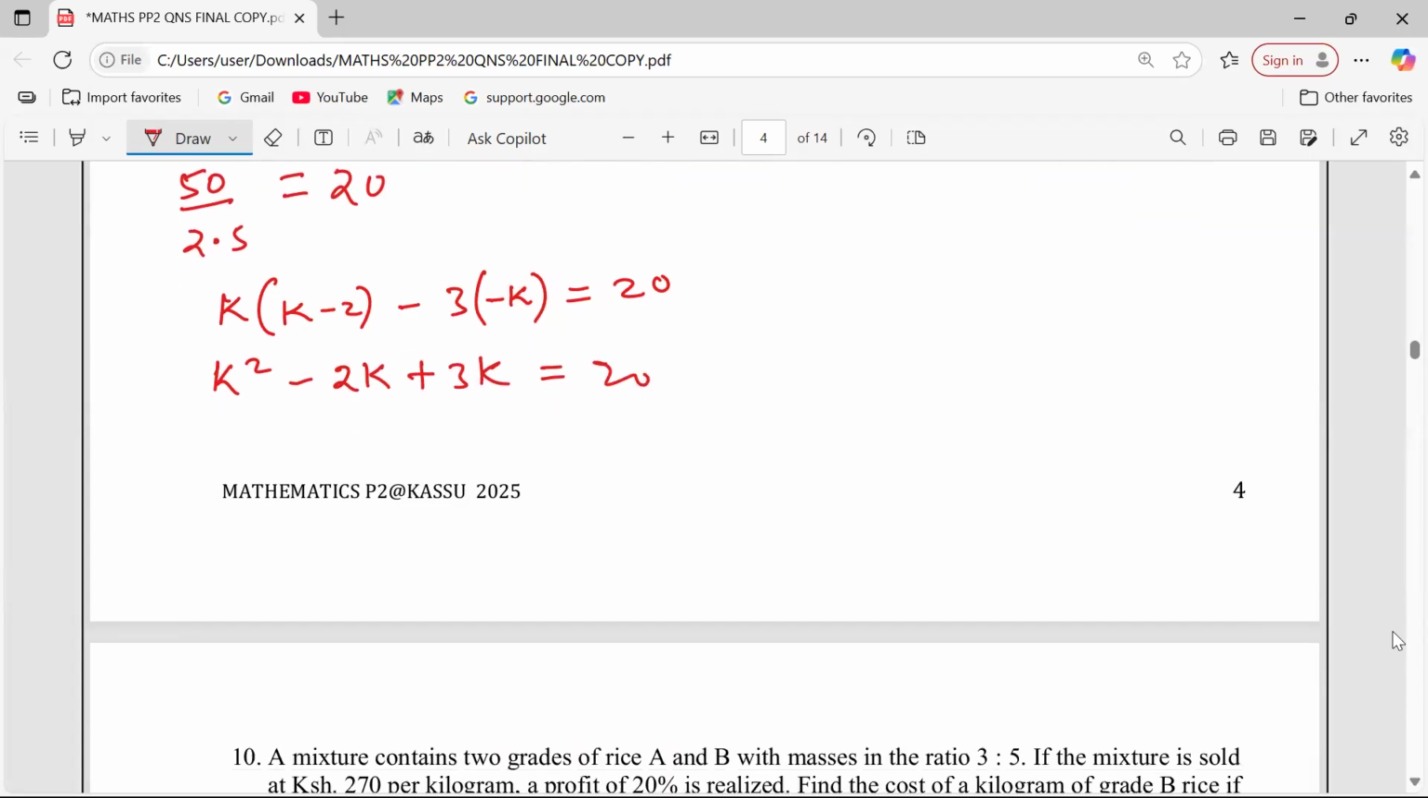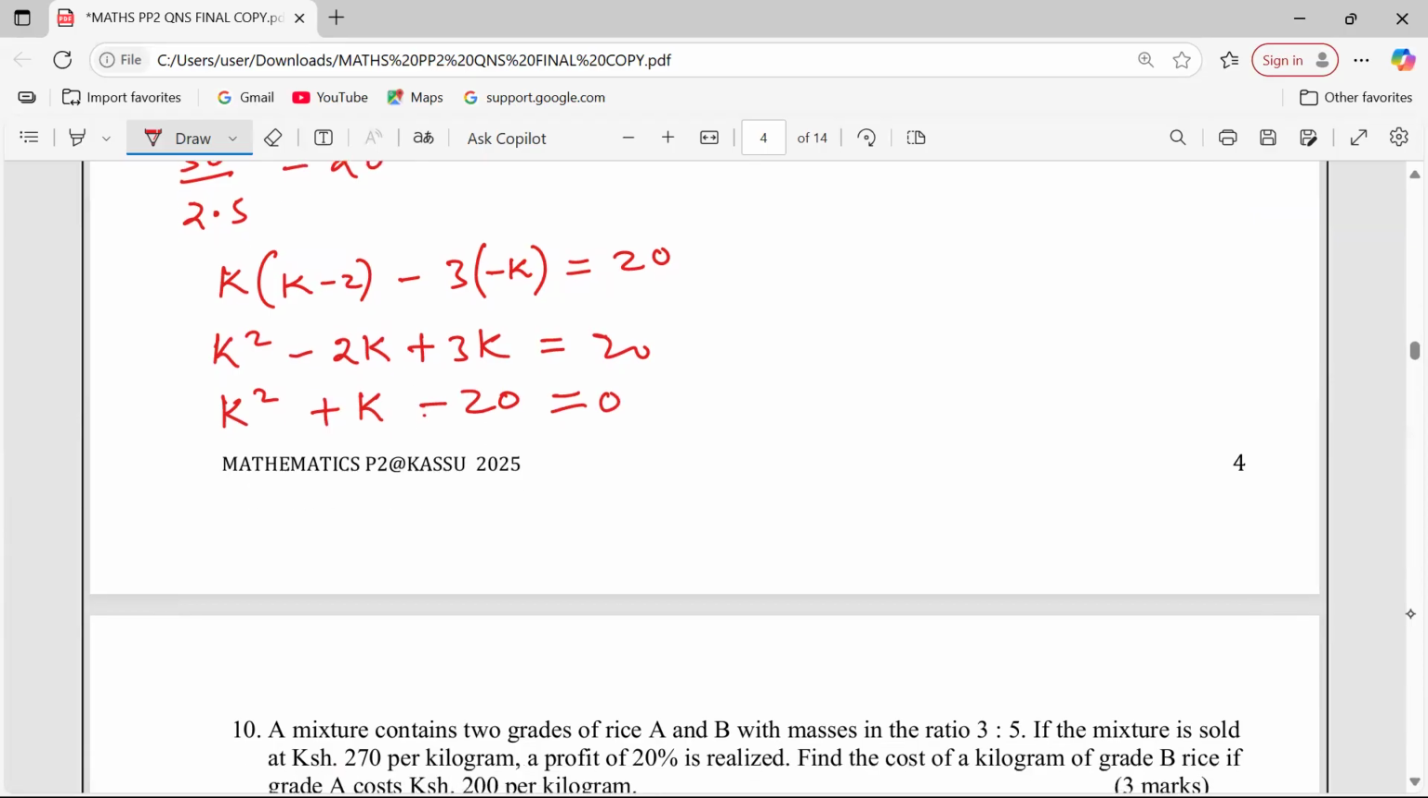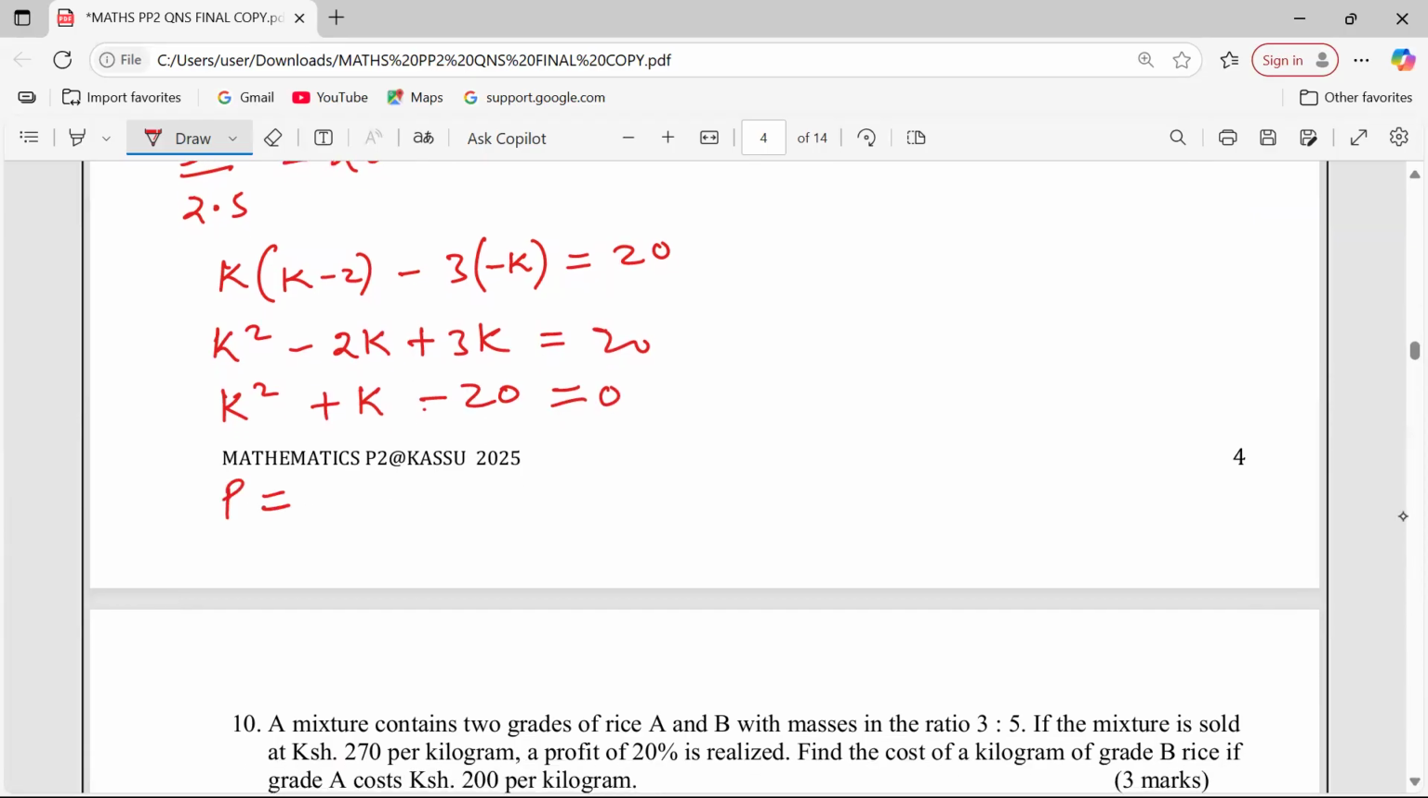If this is equal to 20, can we group some terms? K squared plus K minus 20 equals 0. All right, now we solve this quadratic. Product negative 20, sum 1. Is this negative, okay, 5 and negative 4.